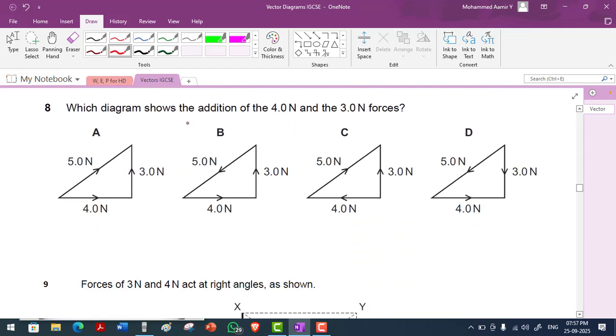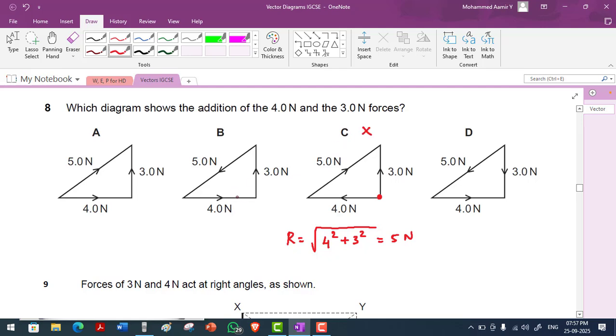Next question. Which diagram shows the addition of 4 and 3 forces? So 4 and 3, if you add, definitely you will get 5 because already we did that. So 4 square plus 3 square, if you take the result of this one, you will get 5 newtons. But what is the direction? 3 is upwards and 4 is left side. So if you keep a ball, one person is hitting like that, other person is hitting like that, ball will tend to go like that. But here this is totally wrong.